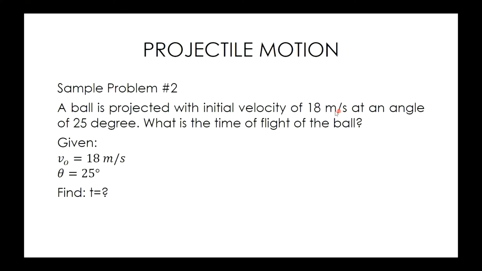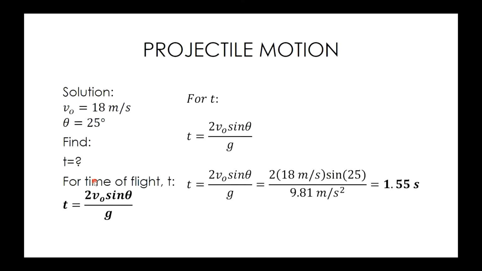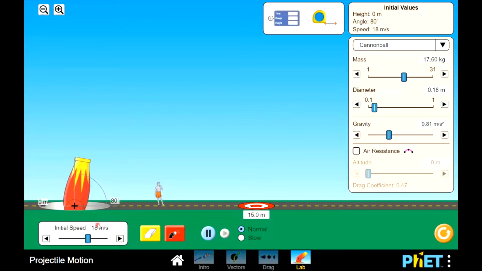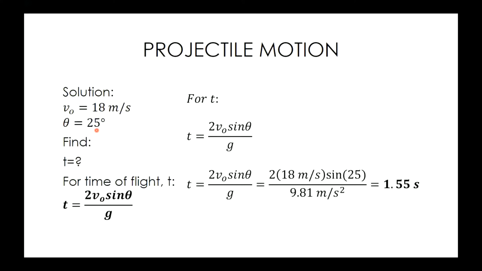Okay, so proceed tayo sa problem 2. A ball is projected with initial velocity of 18 meters per second at an angle of 25 degrees. What is the time of flight of the ball? So again, time. Meron tayong formula. So direct substitution tayo. Ang given: initial velocity, 18 meters per second, and angle of trajectory is 25 degrees. So let us simulate 18 meters per second and 25. Tama, 25.